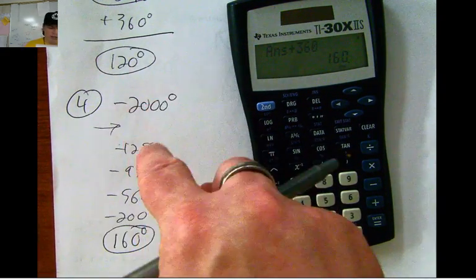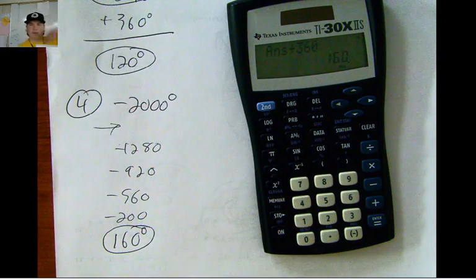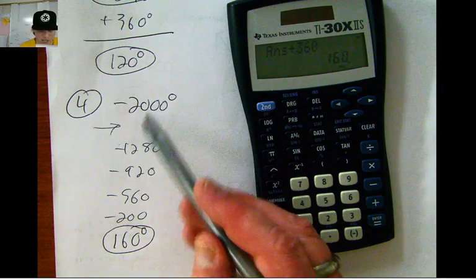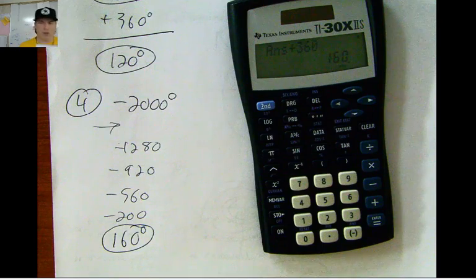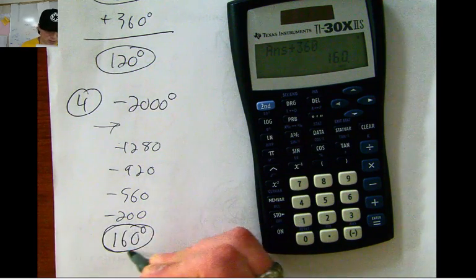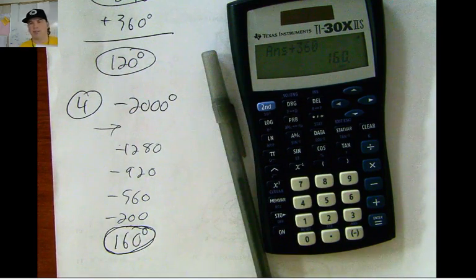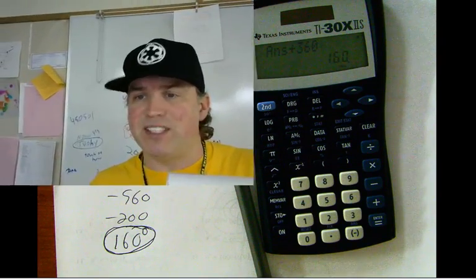Every single one of these angles has a terminal side pointing in the same direction, so each one of these numbers is coterminal with the others, but the answer we're specifically looking for is 160 degrees because that is in between 0 and 360 degrees. So that is drawing angles, reference angles, and coterminal angles.